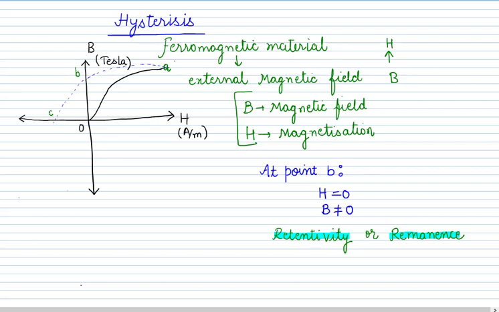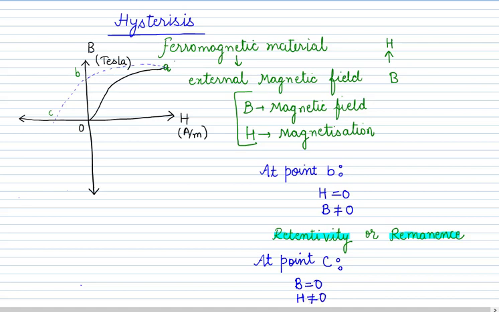That means that in order to make the magnetic flux density 0 for any ferromagnetic material, we have to apply the magnetizing field in the opposite direction. So this amount of magnetizing field which we have to apply, this negative value of magnetizing field which can make the magnetic flux density 0, is known as coercivity. So this value of H, which is negative at point C, is called coercivity. So we can say at point small c, B is equal to 0, but H is not equal to 0.